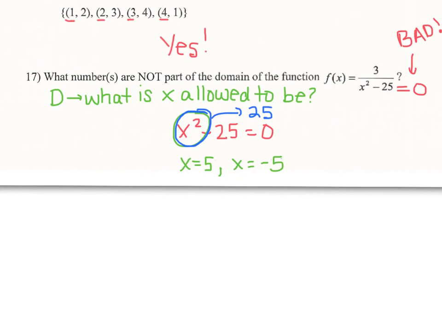Okay? So what I want to say for my domain, for my final answer here, is x is allowed to be almost anything. So I'm going to say all real numbers except 5 and -5. Okay, there's probably a better way to write that, but I'll take that. So really what you want to say is x is allowed to be anything, but it's not allowed to be 5 or -5, because both of those would give you a 0 on the bottom, and that's bad.